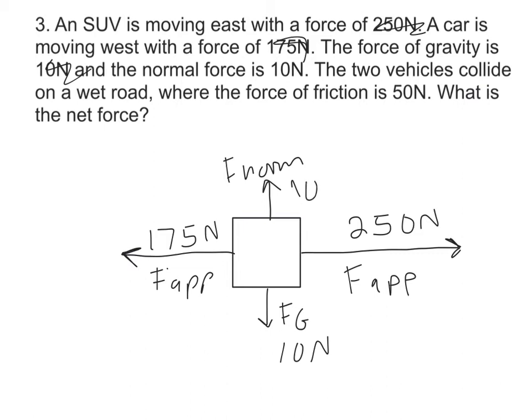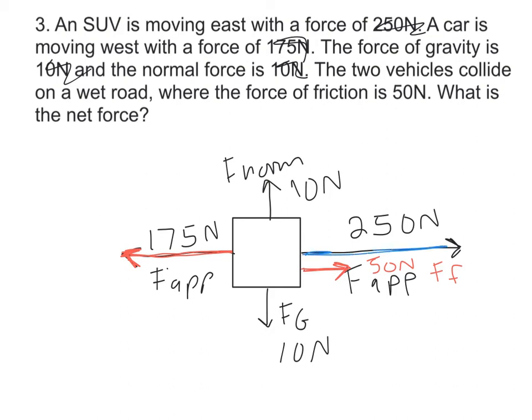Force normal, 10 newtons. Two vehicles collide, so they hit each other on a wet road, and the force of friction is 50 newtons. So I take away 50. I'm gonna draw the arrows for the car going west in red. So I have 175 newtons of force going west. I have 50 newtons of friction pushing back against that. So that's 50 newtons force of friction against the car that's going west.